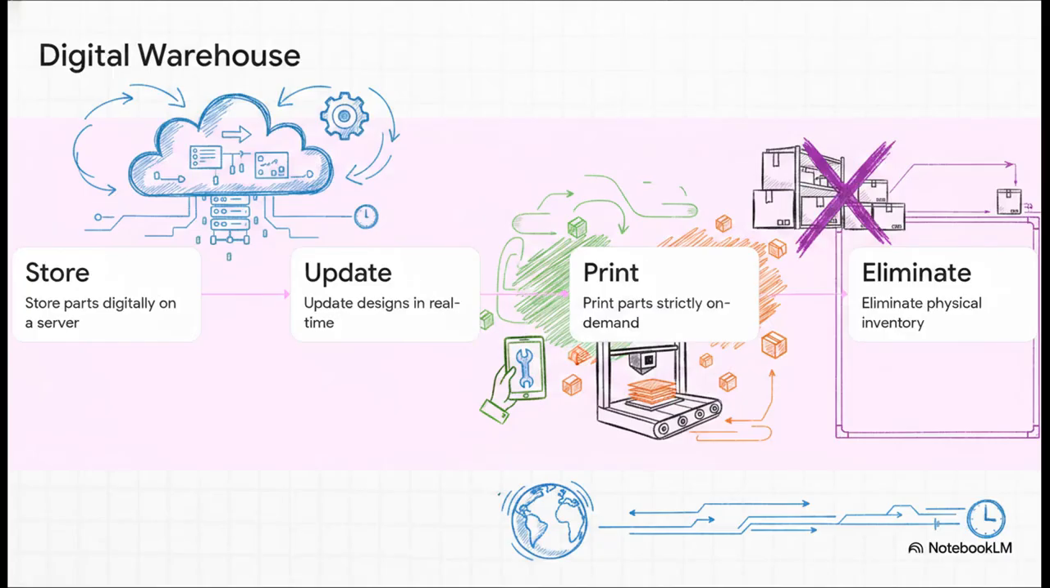Which naturally brings us to this wild concept, the digital warehouse. Here's how it flows. First, parts are stored digitally on a server. Second, because they are digital, designs can be updated in real time. Third, parts are printed strictly on demand. And fourth, this totally eliminates the need for extensive physical inventory. It completely changes the speed, the cost, and frankly, the flexibility of modern supply chains. It's a total game changer.